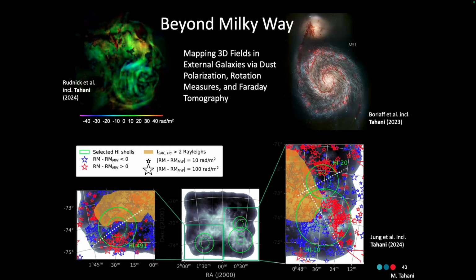So extending to external galaxies using Faraday tomography, for example, in the study that we did led by Larry Rudnick, or dust polarization in studies led by Enrique Lopez Rodriguez or Borlaug et al. 2023, and also using rotation measures of background sources, led by Laila Jung in 2014, we can extend these to external galaxies.